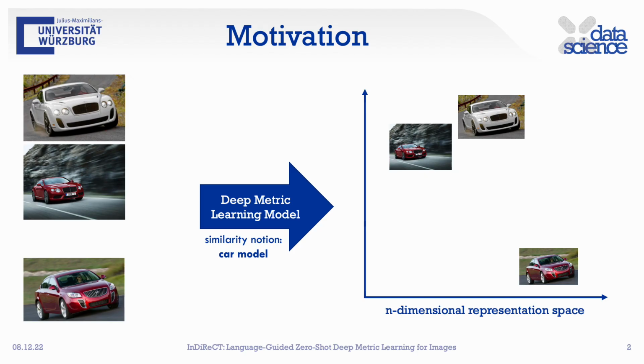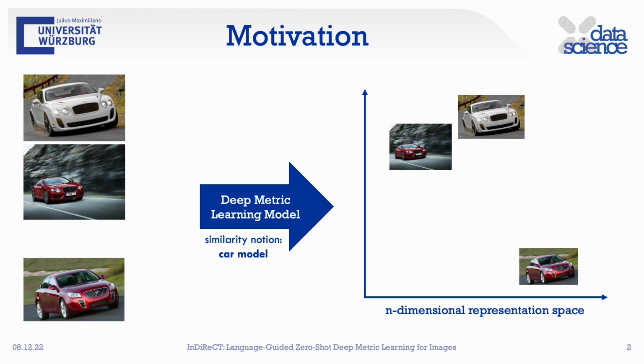In deep metric learning, we train a deep neural network to represent images as vectors, such that images that are deemed similar given a certain similarity notion are closer together in embedding space than dissimilar images. Here, for example, two images are similar if they show the same car model.